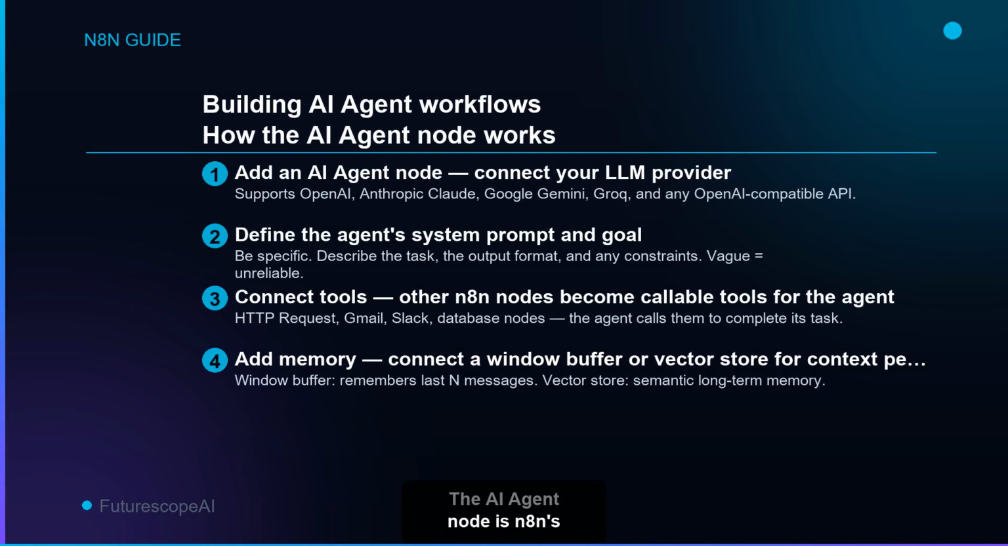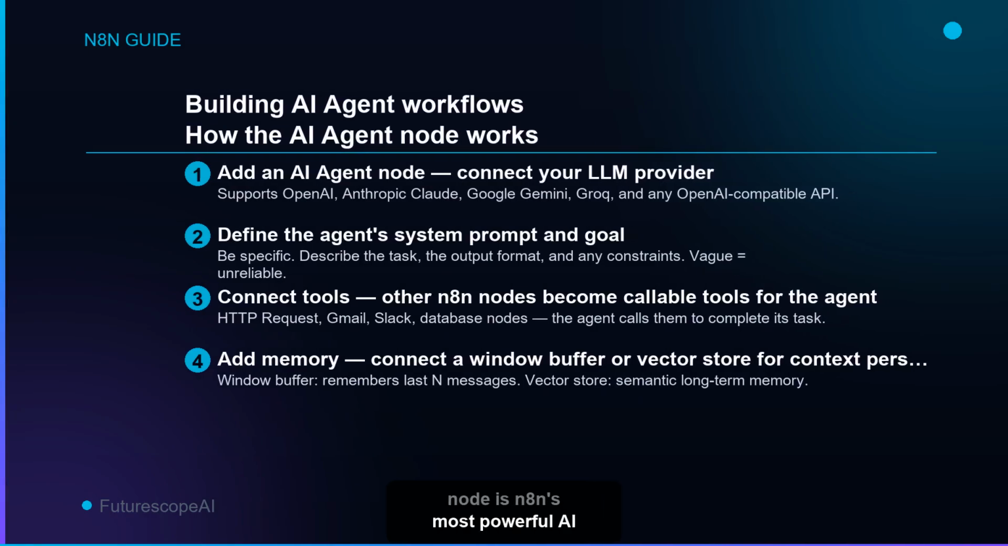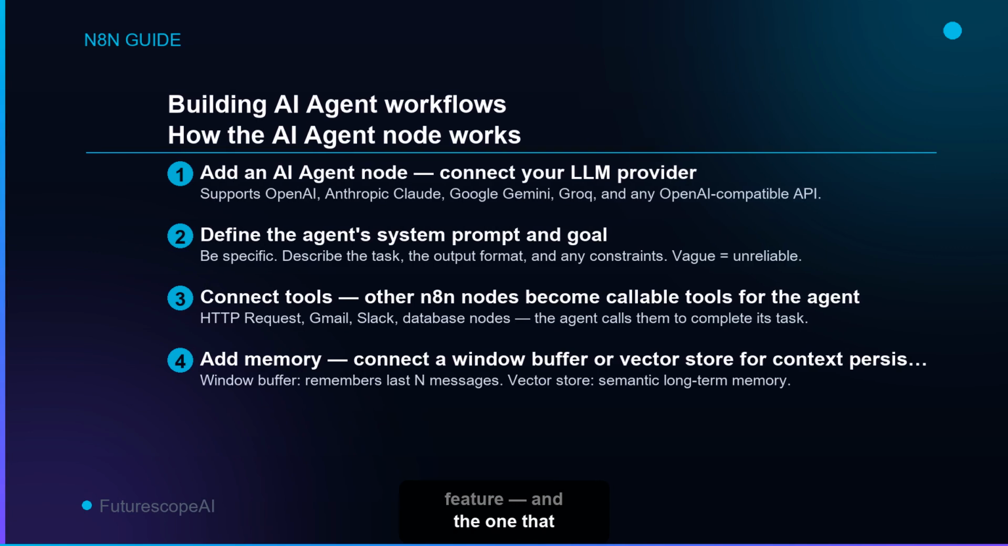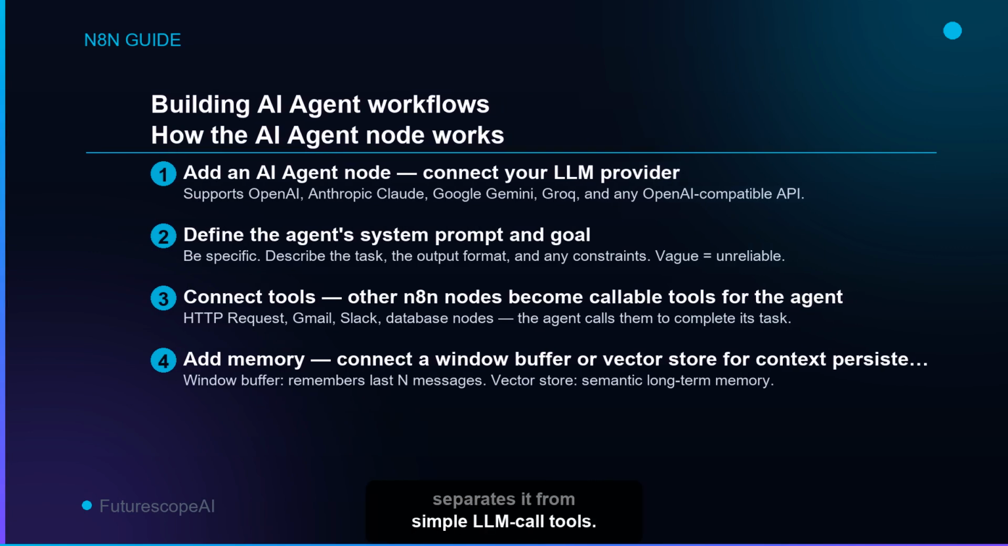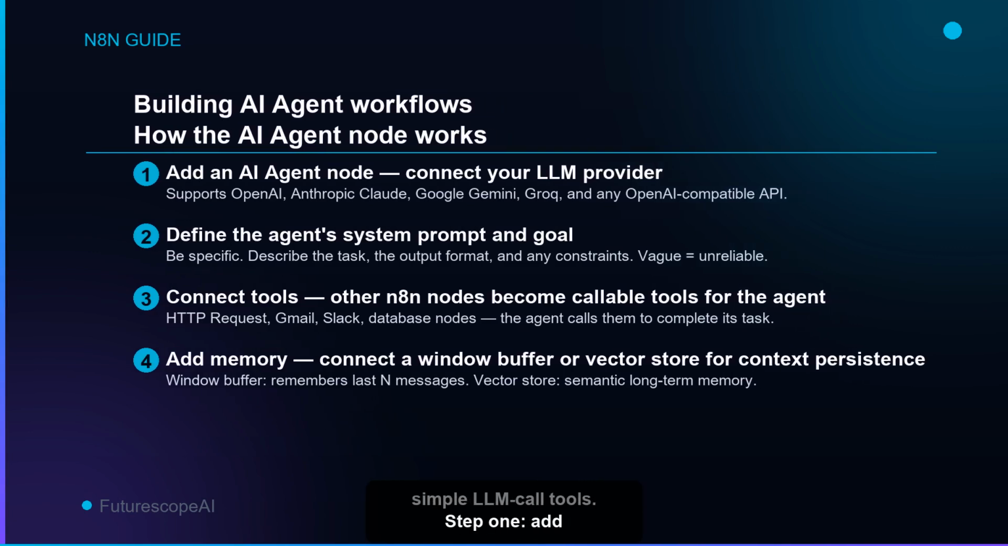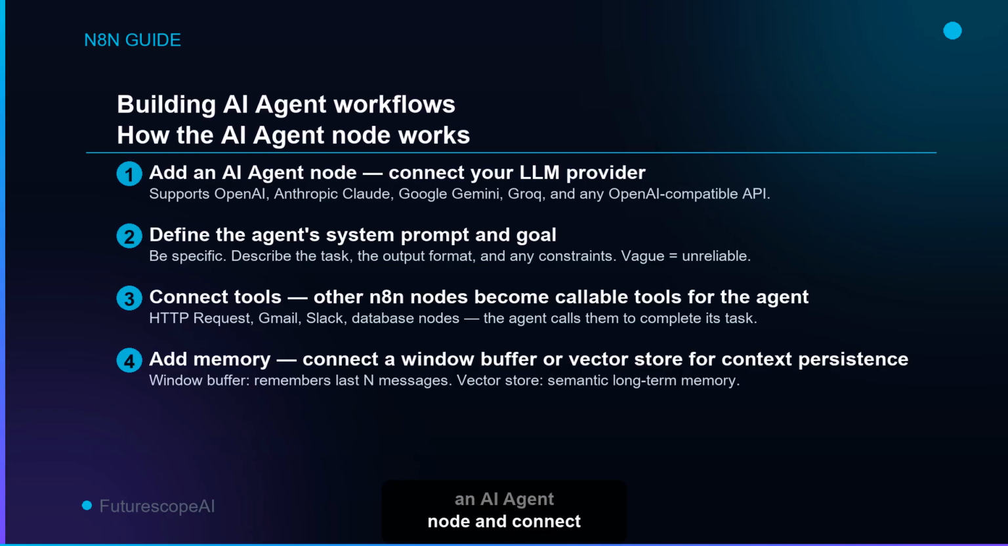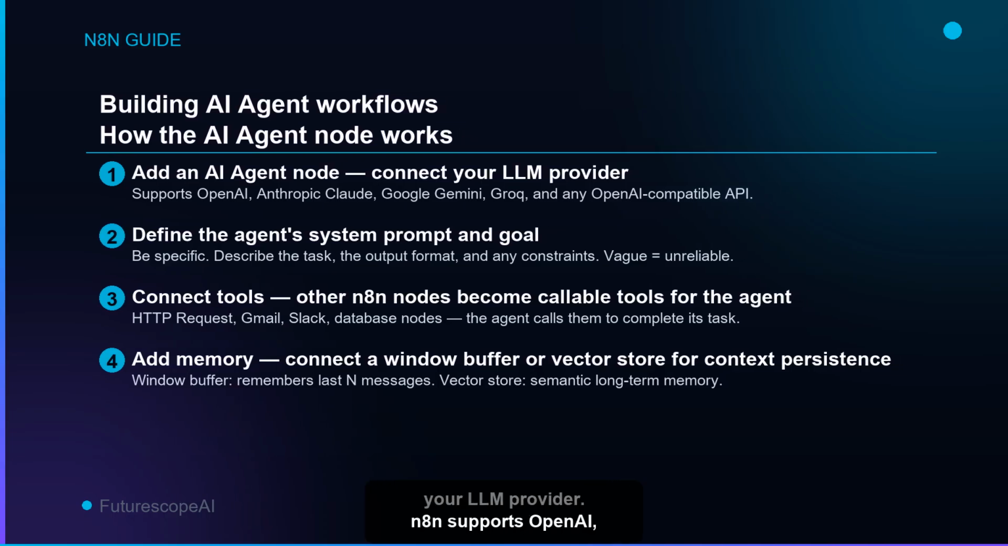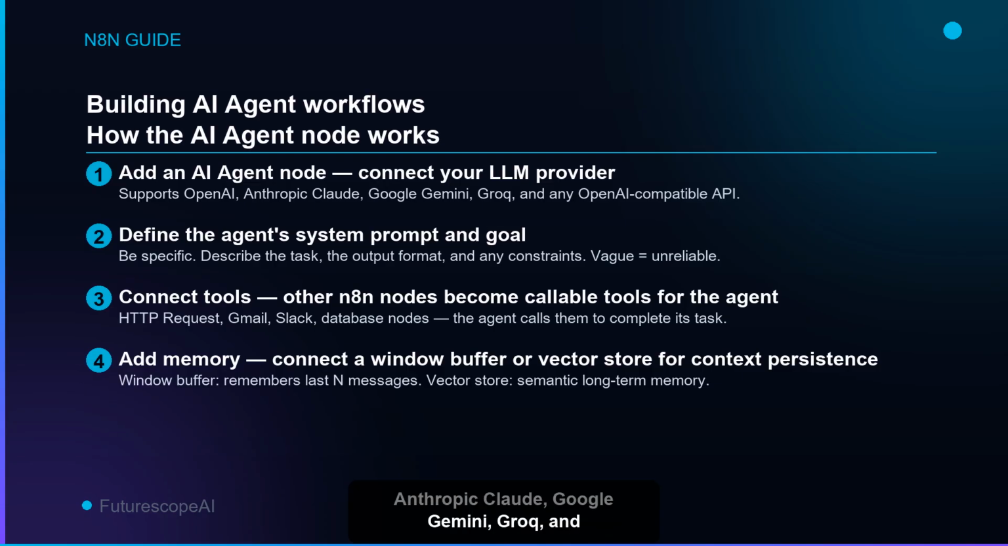The AI agent node is n8n's most powerful AI feature and the one that separates it from simple LLM call tools. Step 1. Add an AI agent node and connect your LLM provider. n8n supports OpenAI, Anthropic Claude, Google Gemini, Grok, and any OpenAI-compatible endpoint, including local models running through Llama.